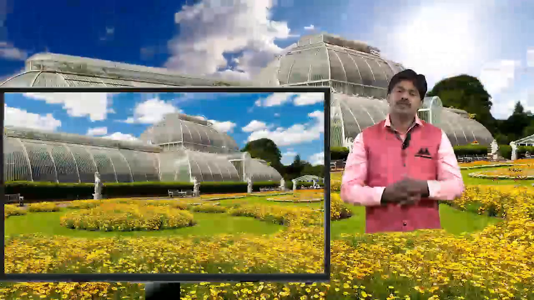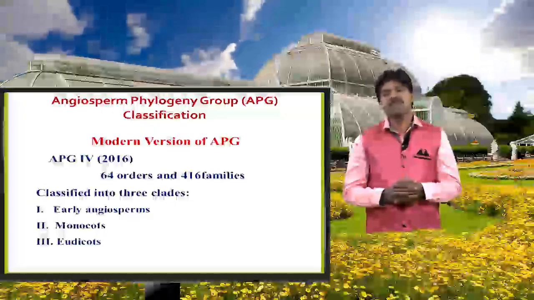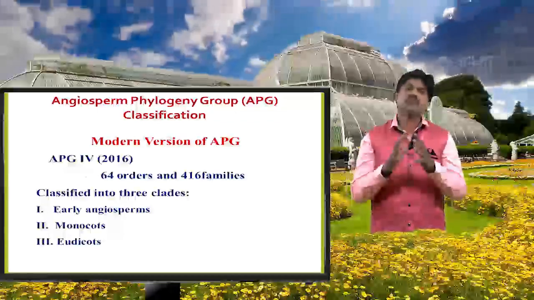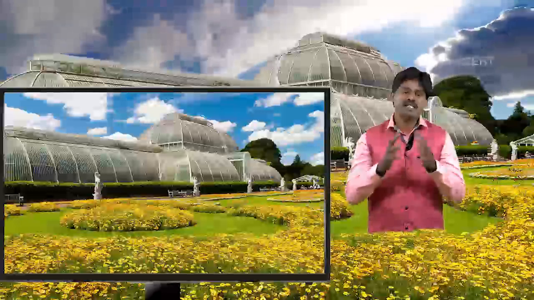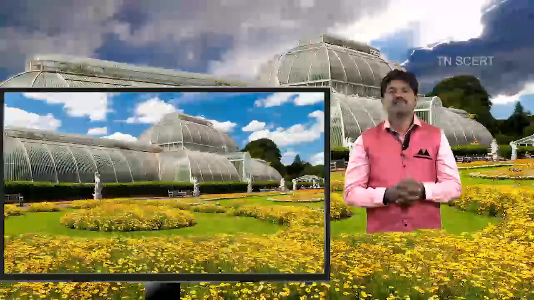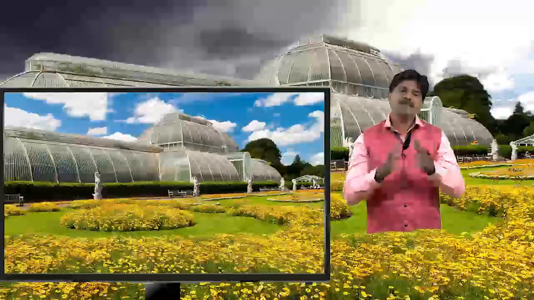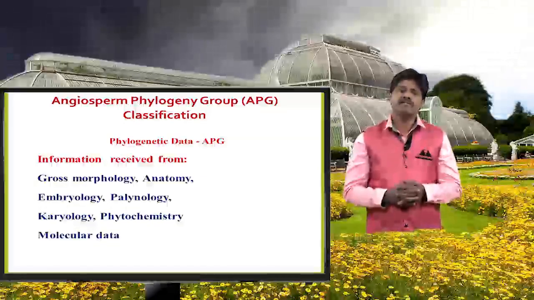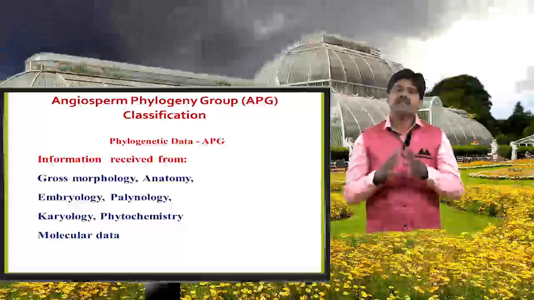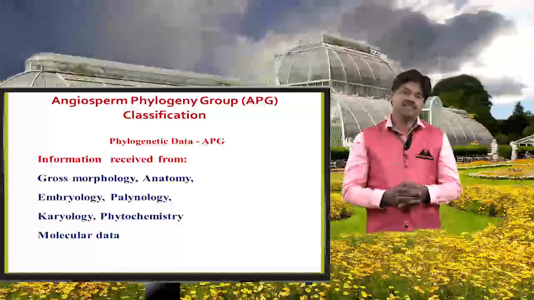So which one is the updated version? The fourth one is the recent modern version. It was released in the year 2016. You know, APG is based on phylogeny. Where do we get the data for the phylogenetic classification? The information is received from many fields, for example, morphology, anatomy and embryology, karyology, phytochemistry, and also molecular data.